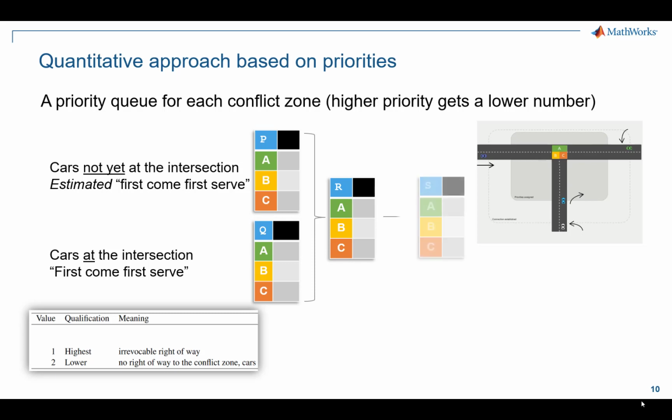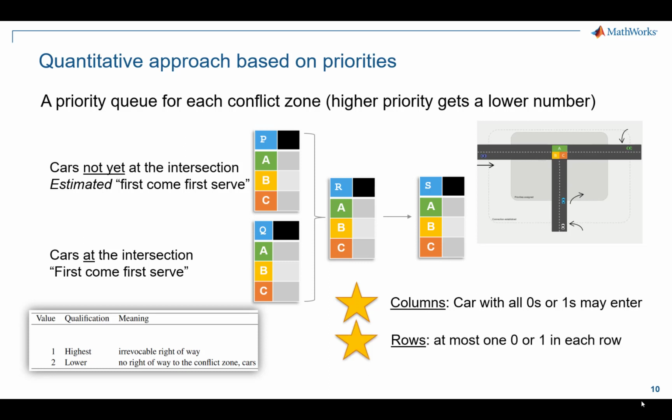And these intermediate numbers we further optimize to use the smallest possible numbers, which end up in 1s and 2s always, because there are at most 2 cars requesting a particular conflict zone access. And so if you look at the overall priority queue table, then if a car has all 0s or all 1s in its column, then it is okay to enter the intersection for that car. And if you look at the rows, then there can be at most 1 zero or 1 in each row, otherwise there will be an accident.